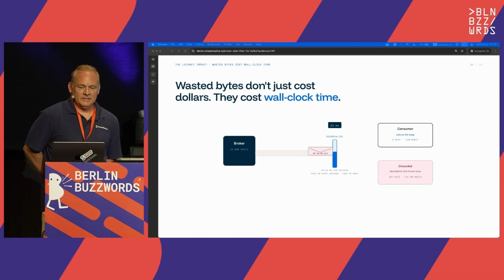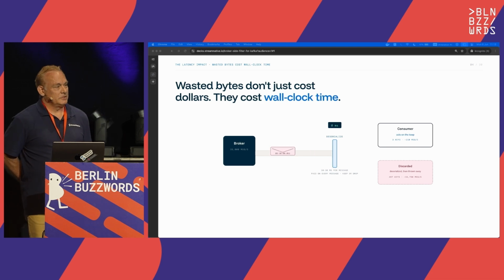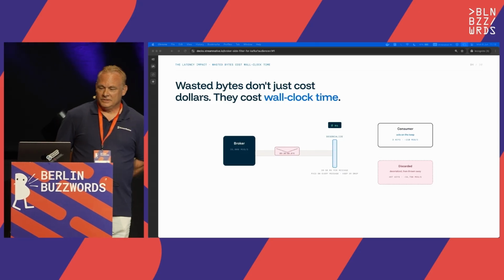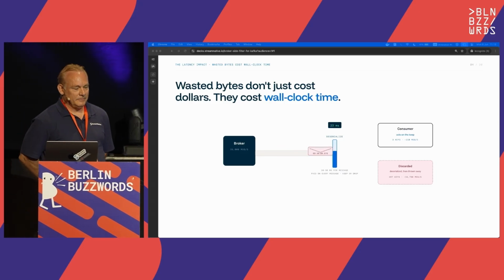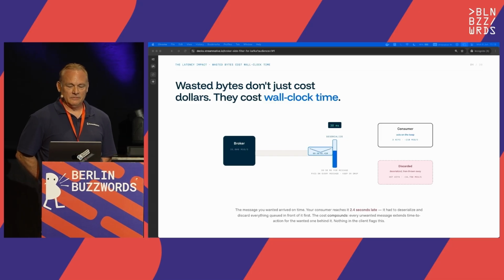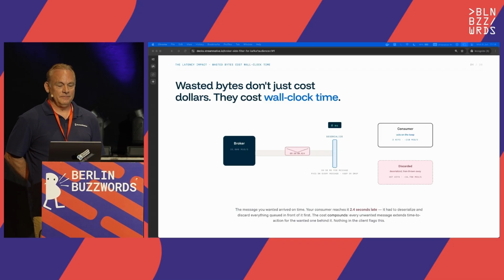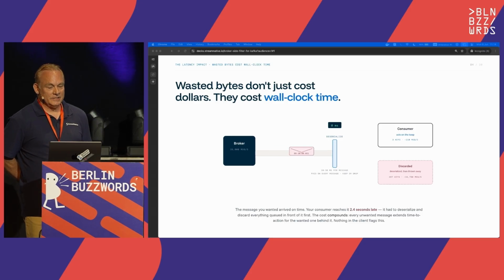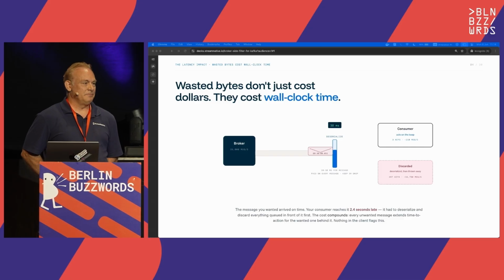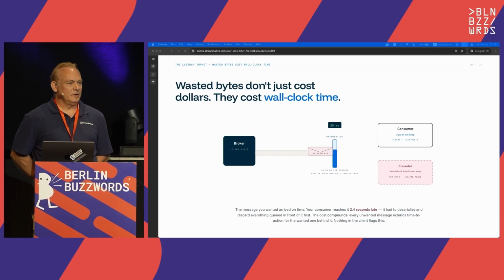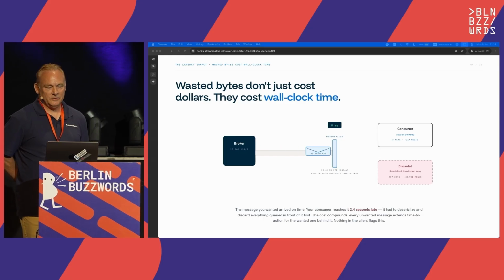Those wasted bytes don't cost just money, which, if that isn't enough reason, because we're all motivated by saving money and efficiency, they also cost you wall clock time. The same waste shows up in latency. Before your consumer can decide it doesn't want a message, it has to deserialize it. And this deserialization is a dominant cost per message, right? You have to take these bytes, which travel over the wire as raw bytes, convert them to Avro or JSON or whatever, and parse them. There's a cost associated with that.